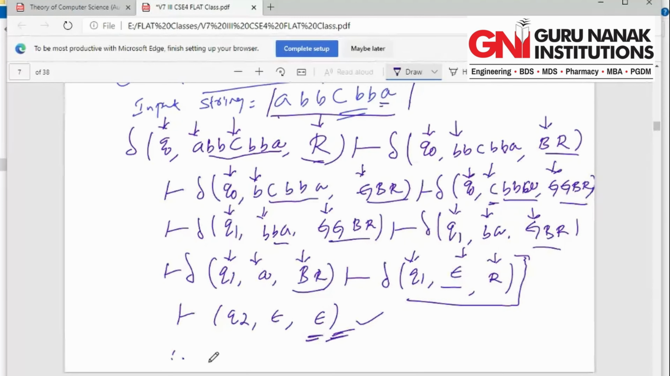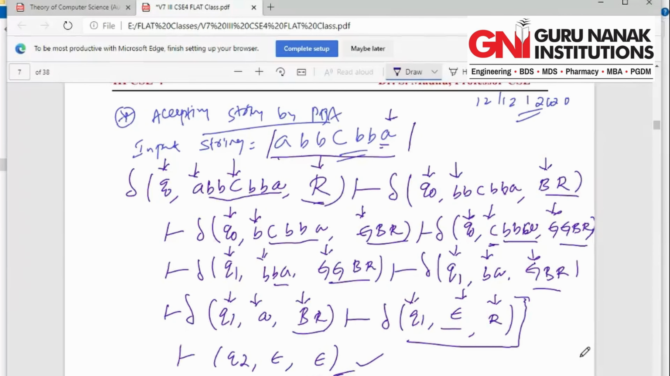Right, the given input is accepted by PDA with empty stack. Please write this down, all of you. So I think now you will get how we can apply the inserting rule and how we can apply the deleting rule. Please write down.